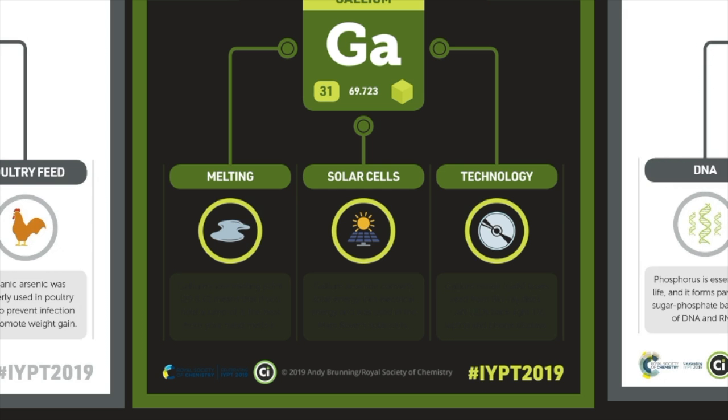Gallium. These are a little more difficult to read, but I'll read them for you. So gallium melting. Gallium's low melting point, 29.8 degrees Celsius, means that if you hold a lump of it, the heat from your hand melts it. Solar cells. Gallium arsenide converts solar energy into electrical energy and was used in the Mars rover cells. Technology. Gallium nitride GaN lasers read from Blu-ray discs, and GaN LED backlights are in TVs, laptop, and phone displays.